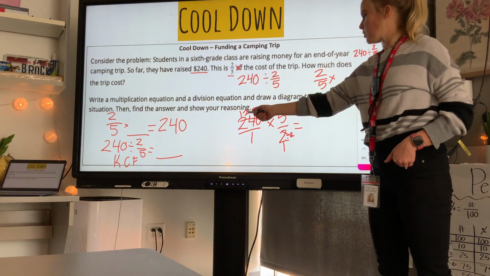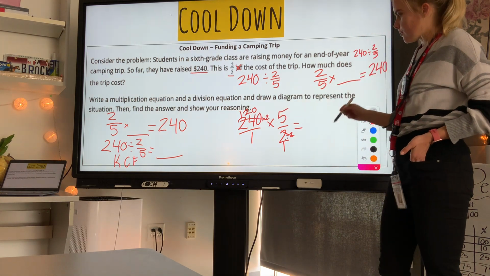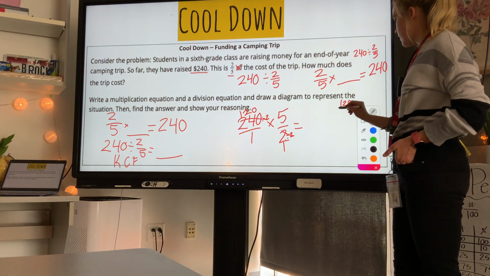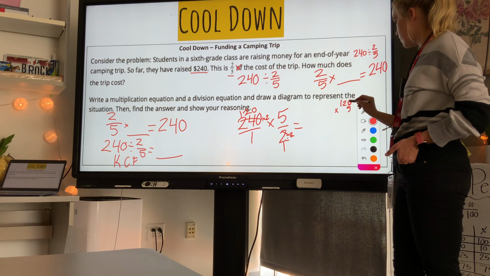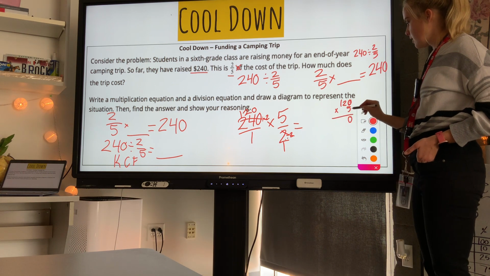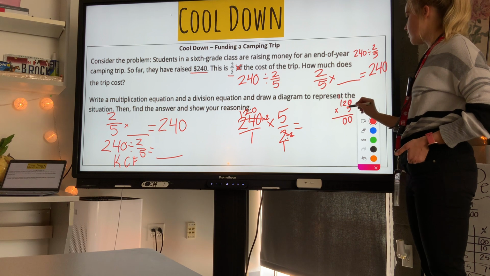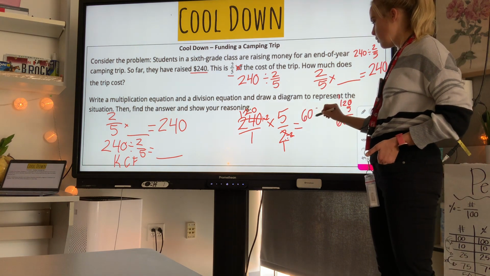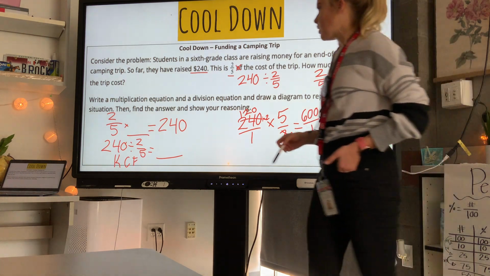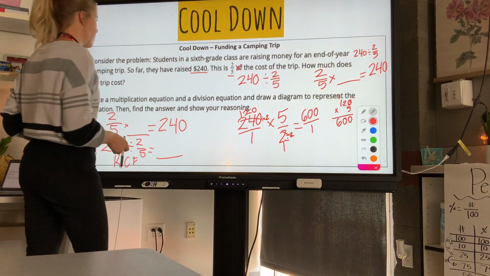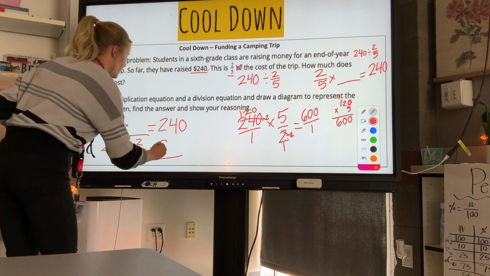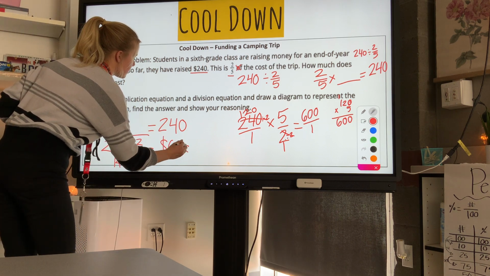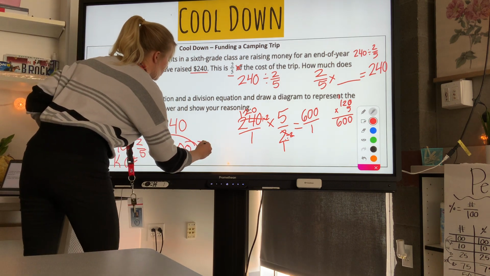So now we can multiply. We're just going to multiply 120 times 5. Okay, 5 times 0 is 0. 5 times 2 is 10. 5 times 1 is 5, plus 1 is 6. So 600 over 1. So how much would the total cost of the trip be? $600, the total cost.